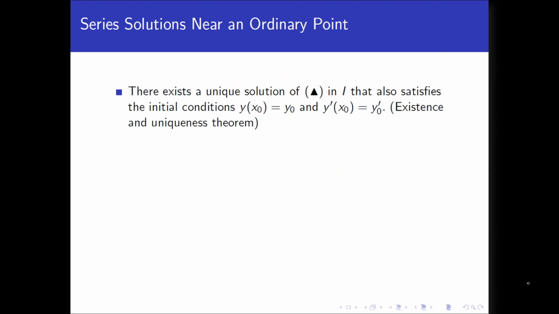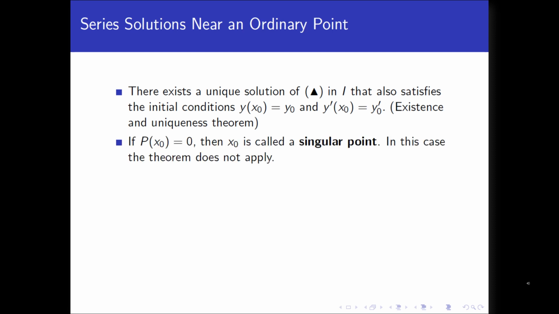Due to the existence and uniqueness theorem, there is a unique solution of the differential equation triangle, and this solution is given in an interval which contains x0, and it also satisfies the initial conditions given at x0. However, if p of x0 is equal to 0, then the existence uniqueness theorem doesn't apply, and such points are called singular points. We will consider such situations in the future.